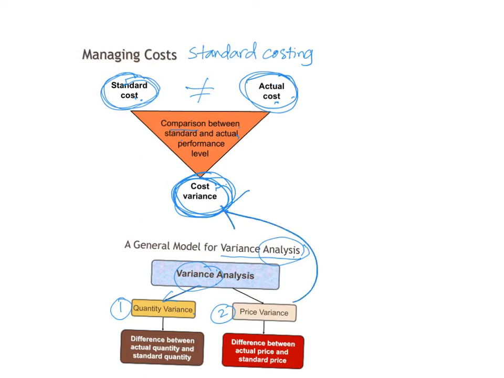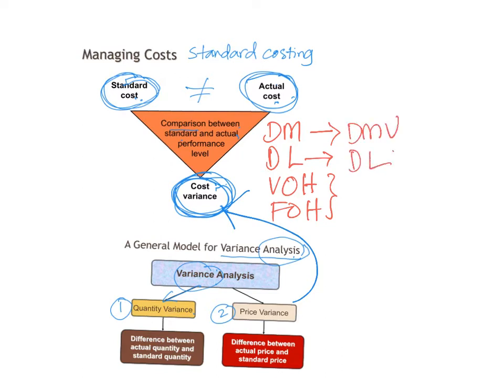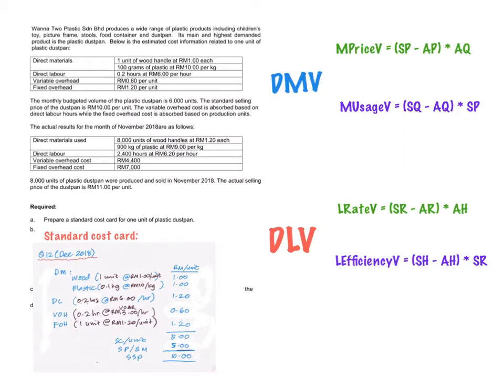Because we have direct material cost, direct labor cost, variable overhead cost, and fixed overhead cost to produce 1 unit of product, we are going to study the variance in material cost and also in direct labor cost. And then in our next video, we are going to focus on the variable overhead. So today we are going to look at direct material variance and also direct labor variance. First of all, we are going to look at direct material variance.